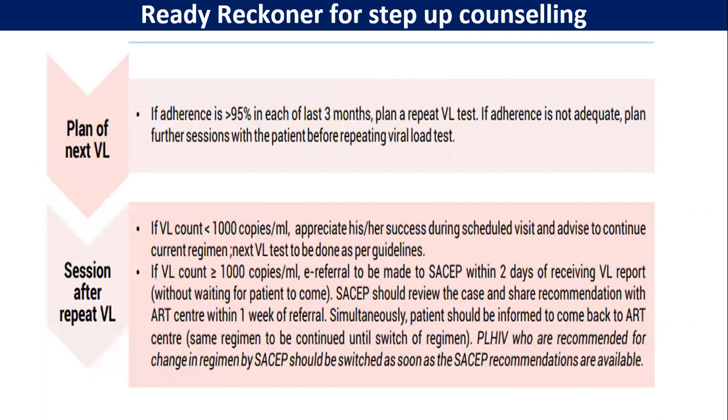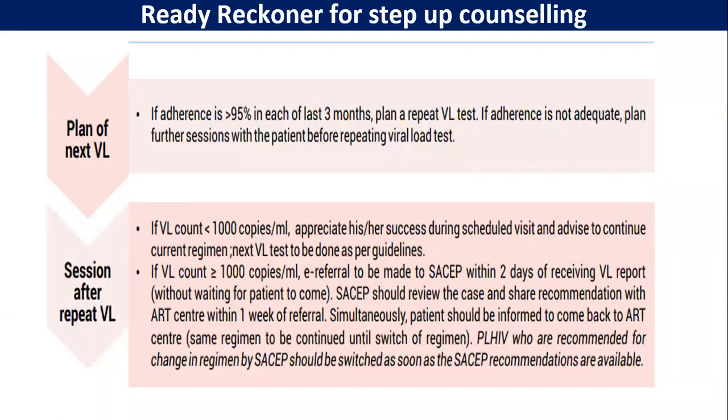Now, plan for next VL. If adherence is more than 95% in each of the last 3 months, we plan for a repeat viral load. If adherence is not adequate, then plan further sessions of EAC with the patient before repeating the viral load. Now, the session after VL. If the VL count is less than 1,000 copies, appreciate his or her success during the scheduled visit, advise to continue the current regimen, and the next VL test is to be done as per guideline.